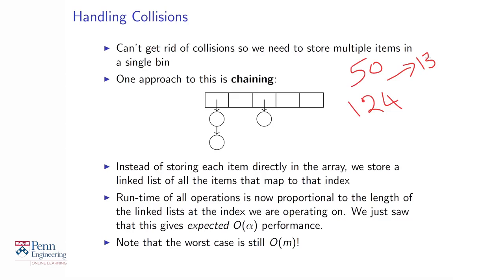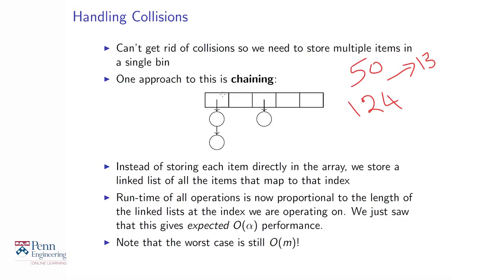Well, there's a couple of different options for how to handle these so-called collisions when 2 keys hash to the same value, same index in the array. So one approach is something called chaining, which is pretty much illustrated in this picture here. Instead of storing each item directly in the array, we store a linked list of all the items that map to that index.